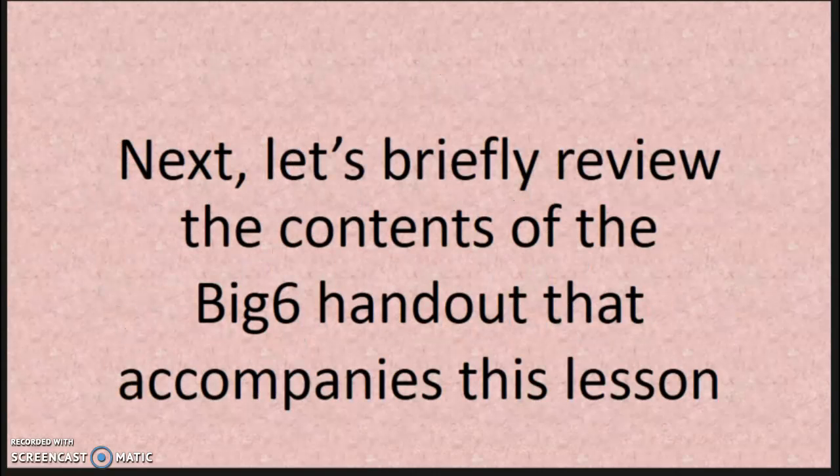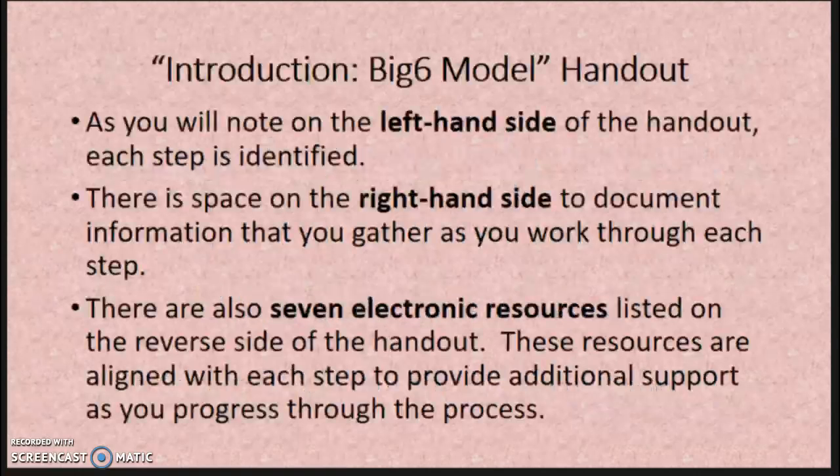Next, let's briefly review the contents of the Big Six handout that accompanies this lesson. As you will note, on the left-hand side of the handout, each step is identified. There is space on the right-hand side to document information that you gather as you work through each step. There are also seven electronic resources listed on the reverse side of the handout. These resources are aligned with each step to provide additional support as you progress through the process.